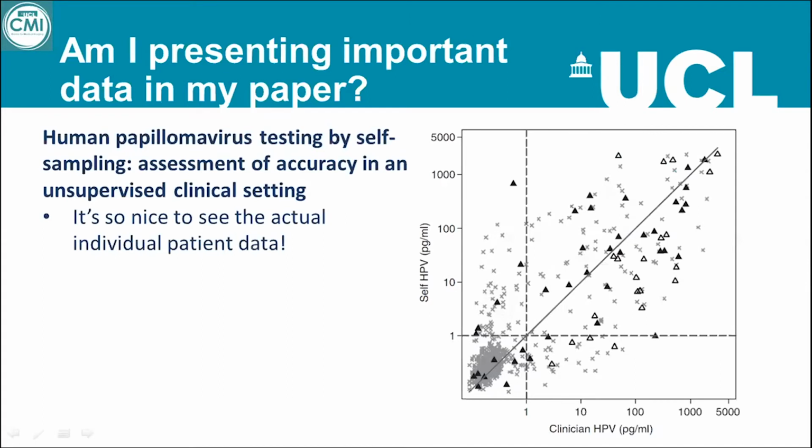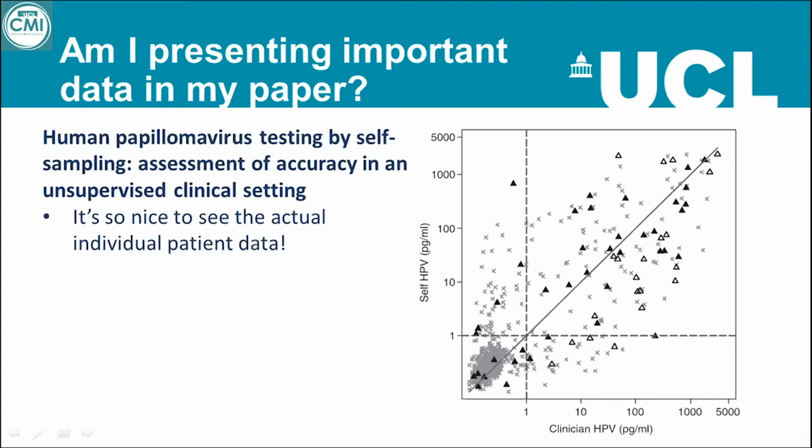And actually, then I thought of a study where we can see the individual patient data. So this is a graph. The question here is, when we're testing for HPV for cervical cancer in women, should the clinician take the swab to get the HPV sample, or should the patient themselves take it?